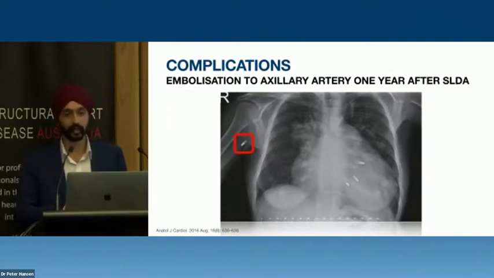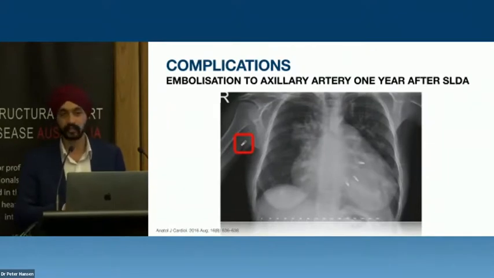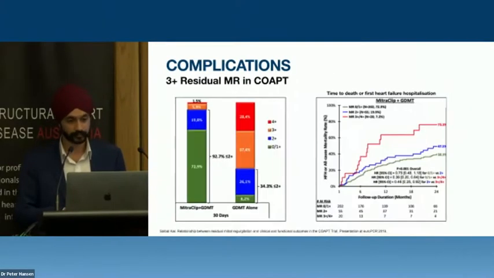at the time of insertion. One was a single leaflet device attachment, and then 12 months later, the patient had some arm pain and some heart failure, and it was noted that a clip had embolized to the axillary artery. So it's extremely rare, but it does happen. And there have been case reports of it embolizing to things like the right coronary artery as well.